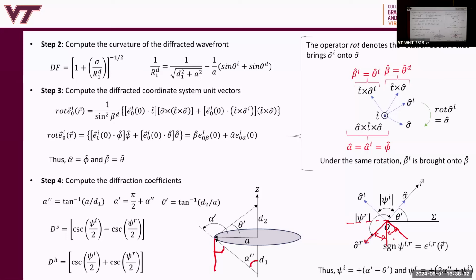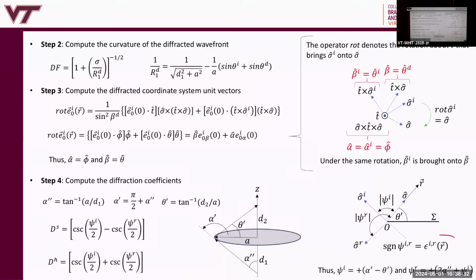Okay, so that means that twice this angle, which is twice alpha double prime, is the angle between the incident and the reflected, right? The angle between the incident and reflected here is 2 alpha double prime. All right, now we just need to add psi I, because psi r is this angle, which is 2 alpha double prime plus psi I, which is here.